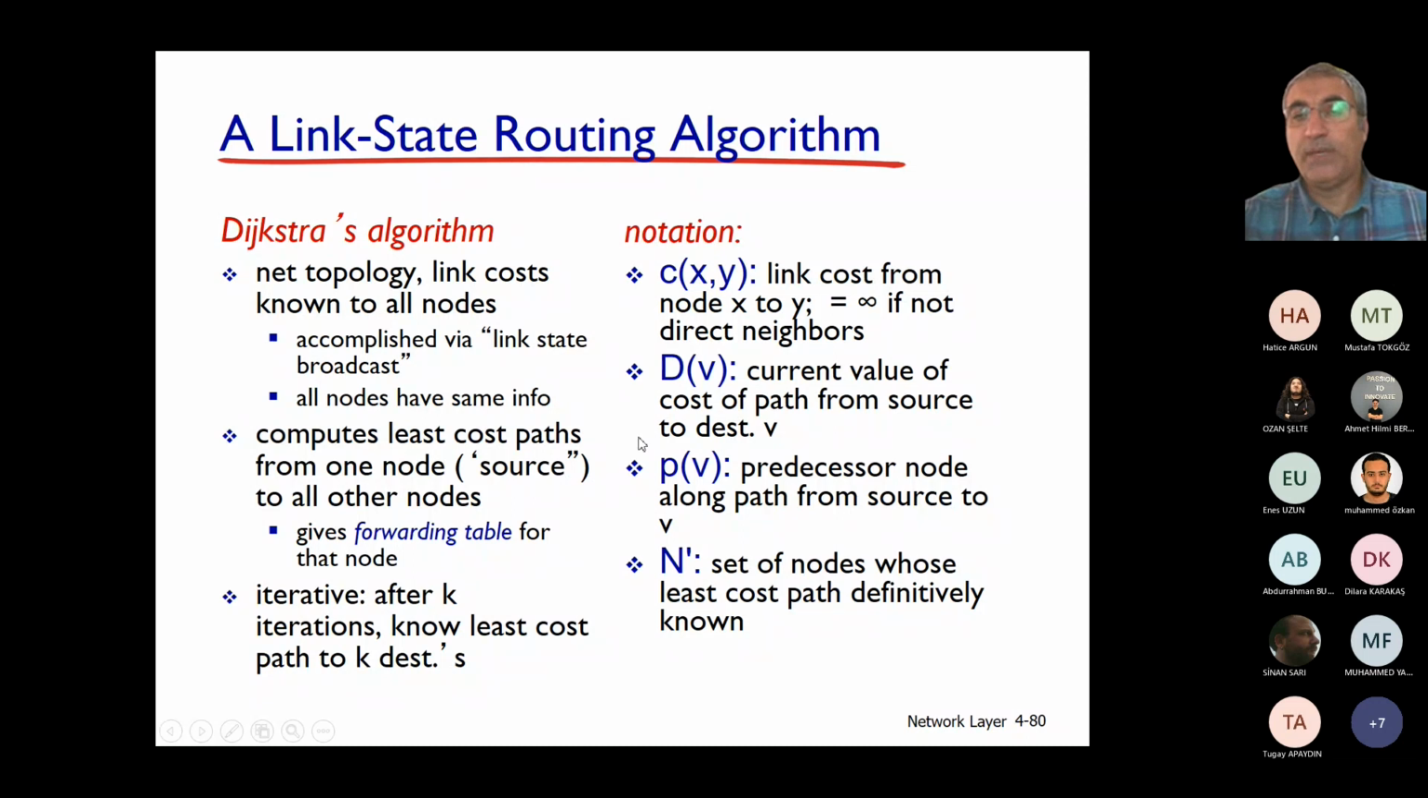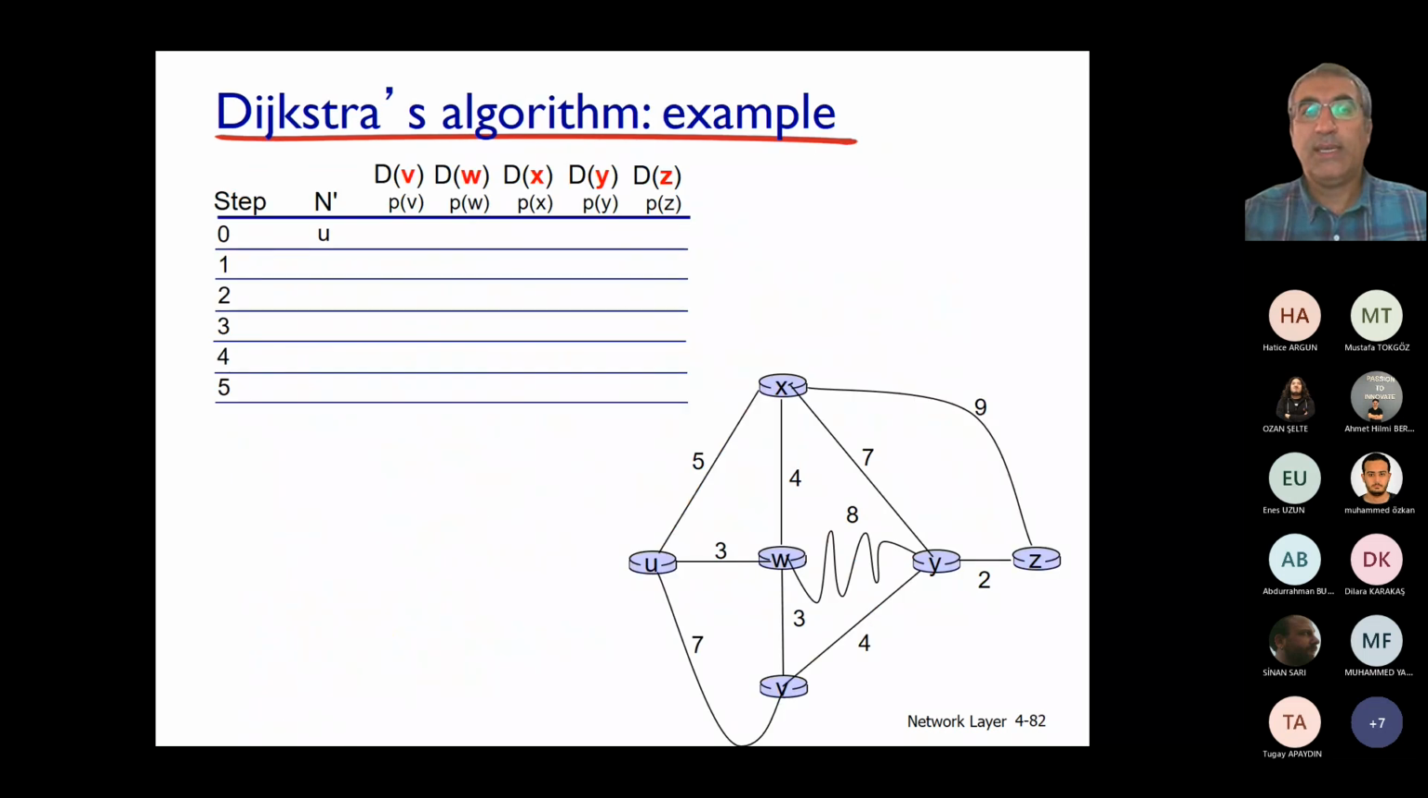Remember D of V was the current value of the cost of path from source to destination V. So in this case, we evaluate the first node, which is V, and the D of V value is equal to 7. And then the next node is W, and the D of W value is 3, and the predecessor node is U again. And the next node is X, and the D of X is equal to 5, link cost is equal to 5, and P of X, the predecessor node, is U.